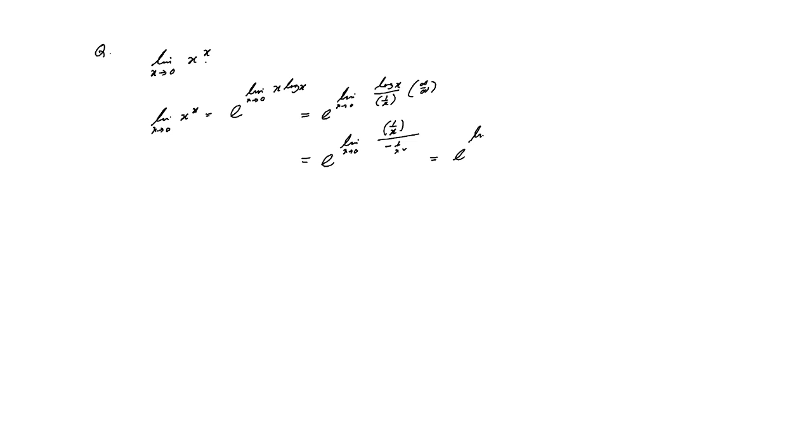So e to the power limit as x tends to 0 of minus x, that means e to the power 0, and the value here is 1. So the limit as x tends to 0 of x to the power x is basically 1. This was one good question that I liked. The question paper is very tricky. This is one of the good questions that has been set by the corresponding board for the KVS PGT examination.